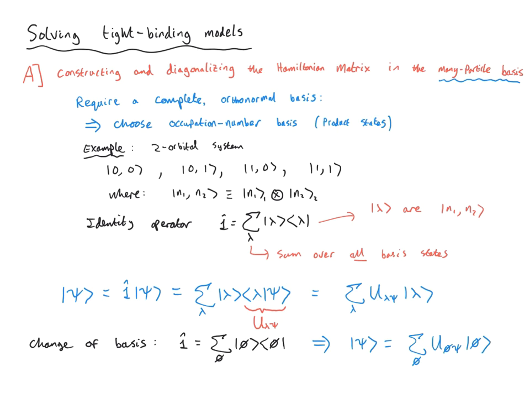So we can write our arbitrary state psi in any basis we like, so long as we know what the identity operator is in a given basis. That basically means have we identified all of the basis states that span our complete Fock space. Once we know those states, we can write down the identity operator, and once we know the identity operator, we can act with it on an arbitrary state to resolve it in that basis.